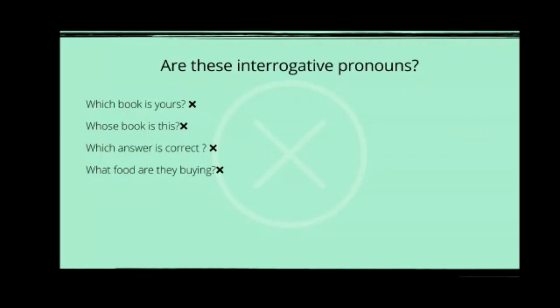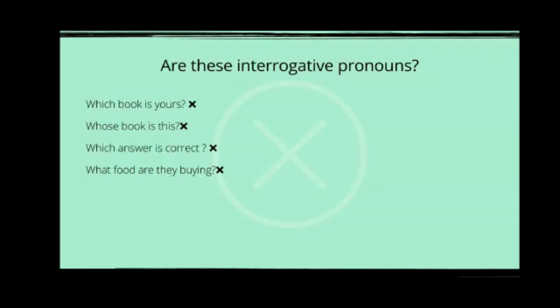Which book is yours? Whose book is this? Which answer is correct? What food are they buying? Are these interrogative pronouns? The same words are repeated here, and these are all questions. Which, whose, what. Are these interrogative pronouns? No, these are not interrogative pronouns, because if you notice, every interrogative word here has a noun in front of it.